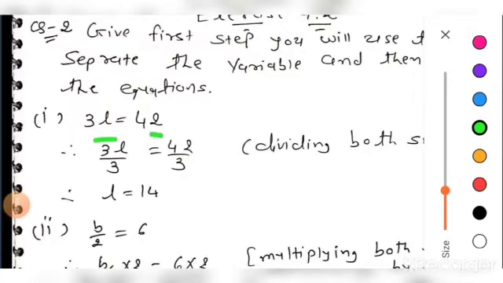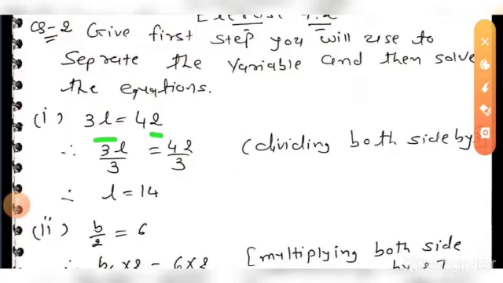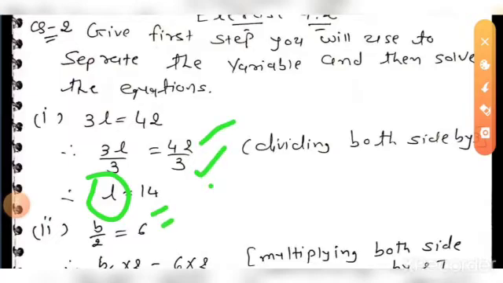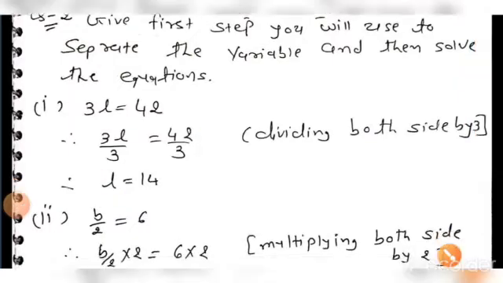3l is equal to 42 is our equation. First we have to divide both sides by 3, so here I divide 3l by 3 and 42 by 3 on both sides of the equation. After dividing, 3l by 3 is l, and 42 by 3 is 14. So in this way we can find the value of l is equal to 14.